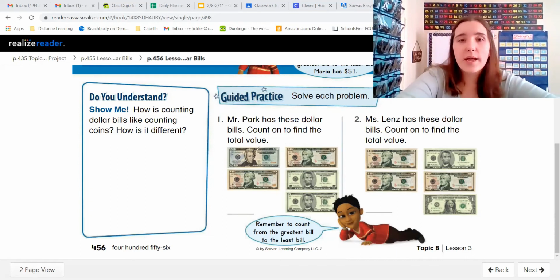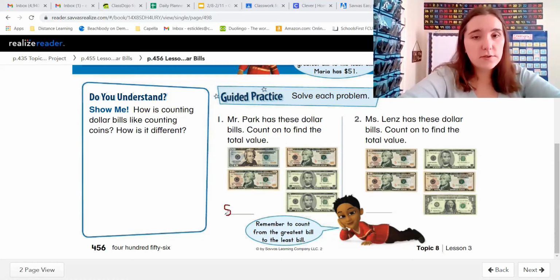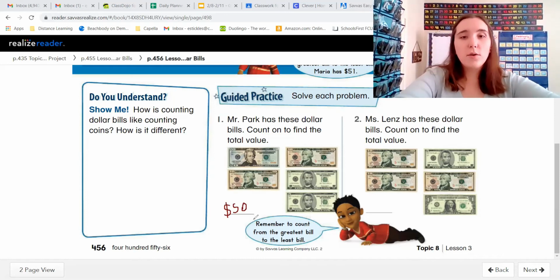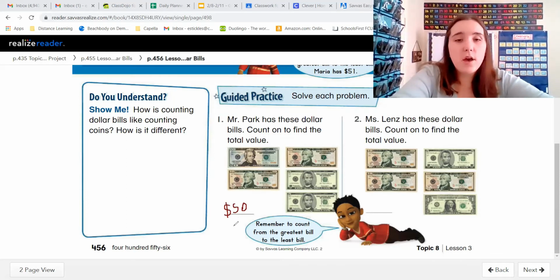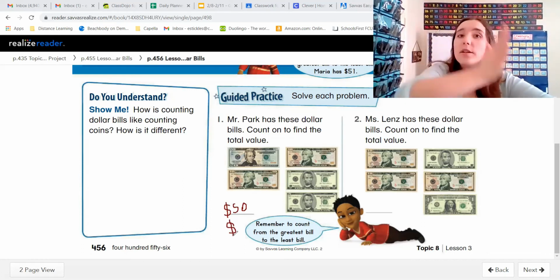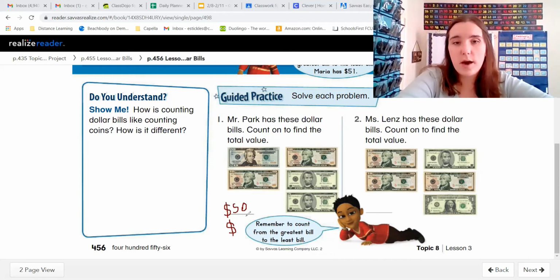So if I start at 20 and I add 10 more, how much would I have? 30. And then if I'm at 30 and I add 10 more, how much would I have? 40. And what's 40 plus 5? 45. And what's 45 plus 5? 50. So our answer is $50. And you write it just like this. So to make your dollar sign, draw a big S and then put a line down the middle of it. And remember, that goes in front of the number of dollars you have.